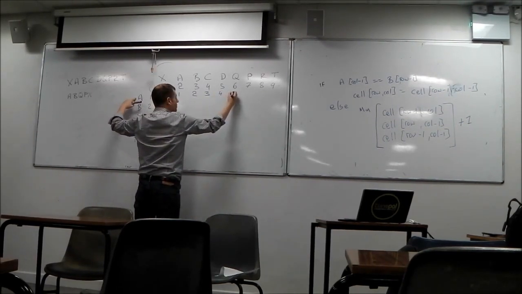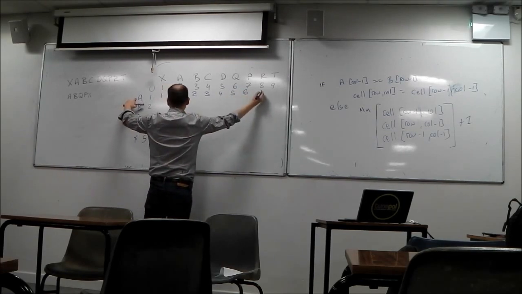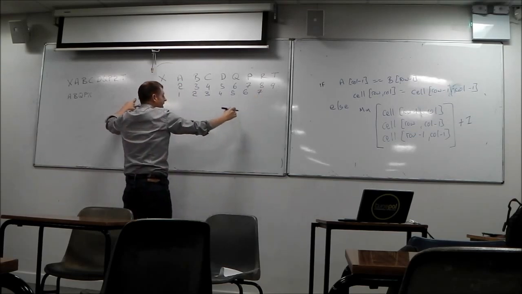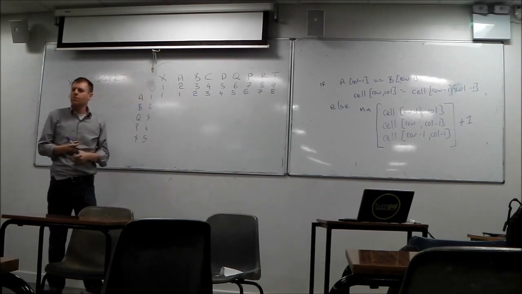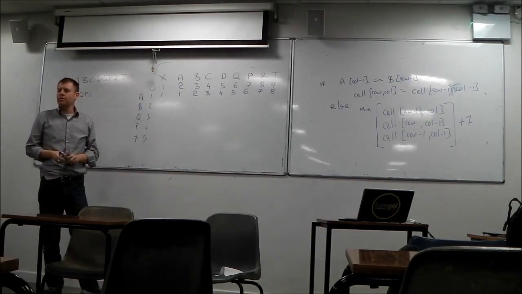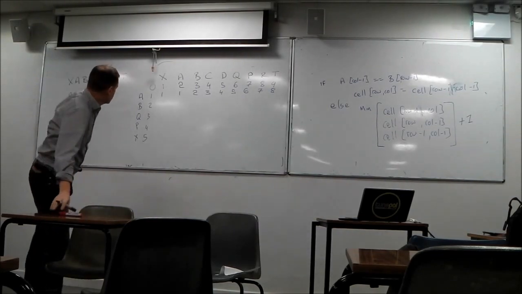Q and A are different, so we take the minimum and add 1. P and A are different, so we take the minimum and add 1. And then R and A are different, so the minimum and add 1. And then T and A are different, so the minimum and add 1. And that's the first row. Does everybody understand what we're doing? So that's the first row. Then we'll do the second row.